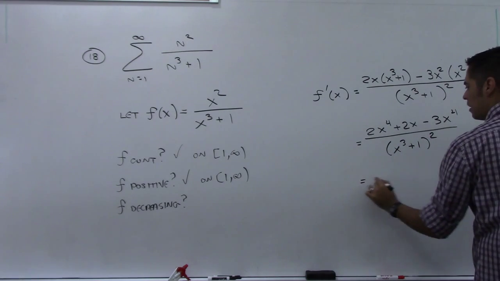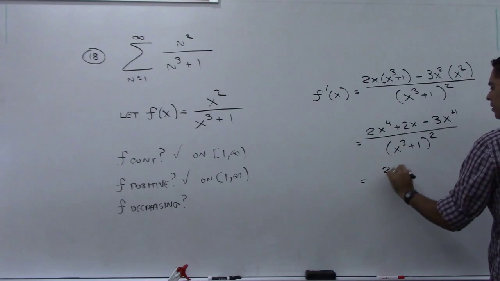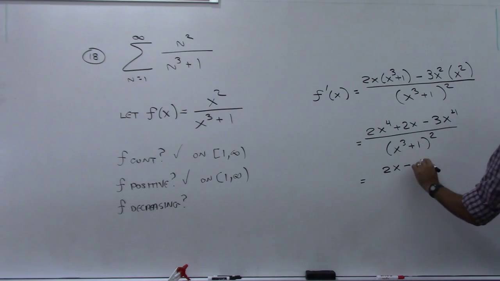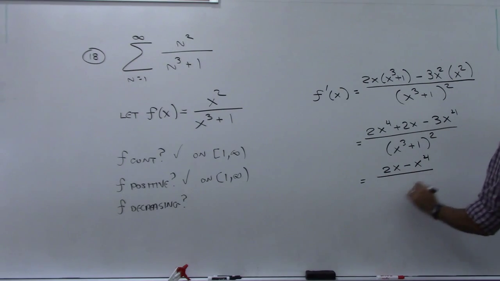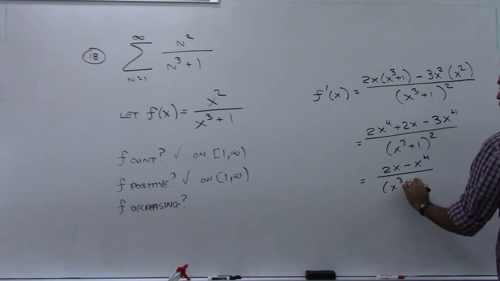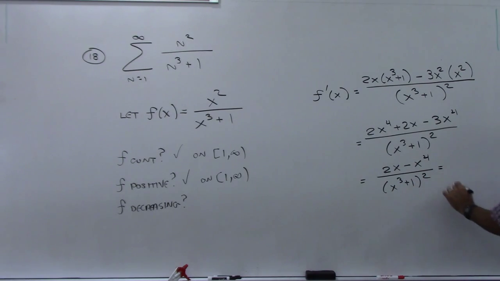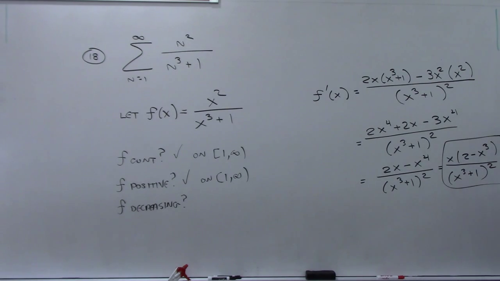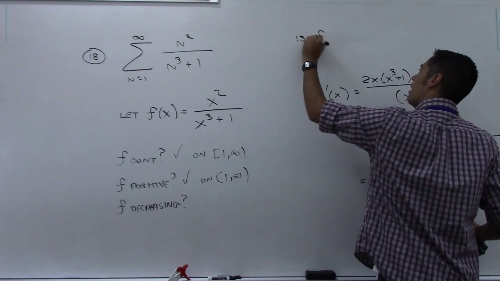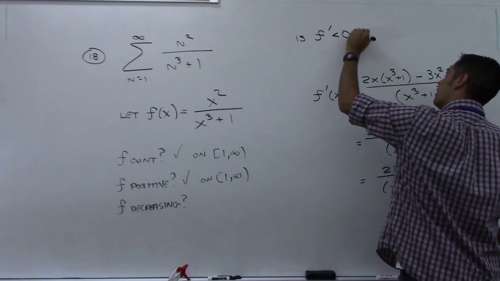And when I put those together, let's see what I get here. 2x minus x to the 4th over x cubed plus 1 squared. I can factor an x out of the top: x times 2 minus x cubed, over x cubed plus 1 squared. So there's my derivative. The question is whether or not that's negative. So is f prime less than 0 eventually?